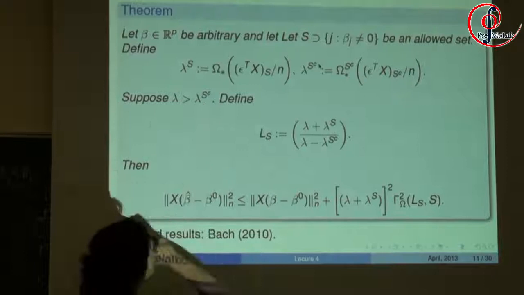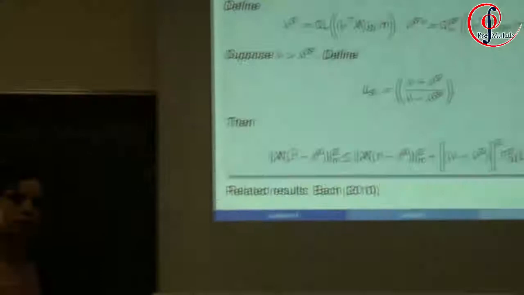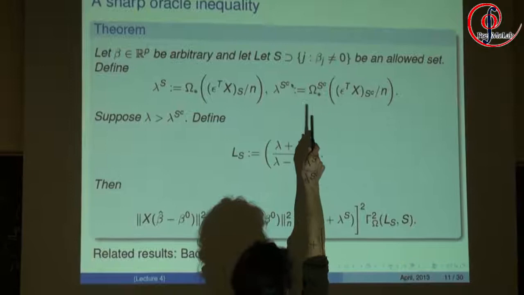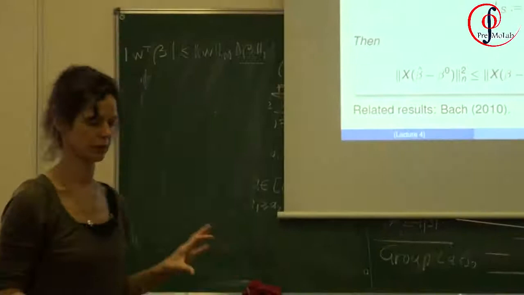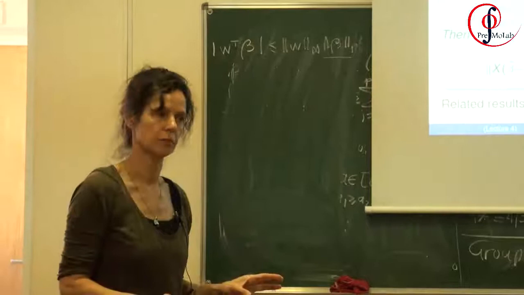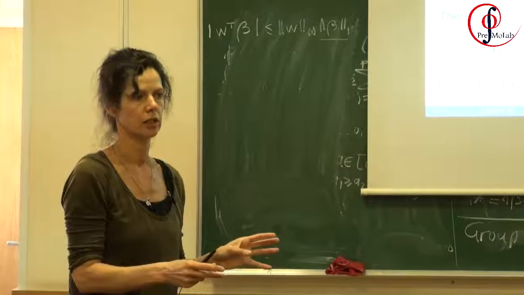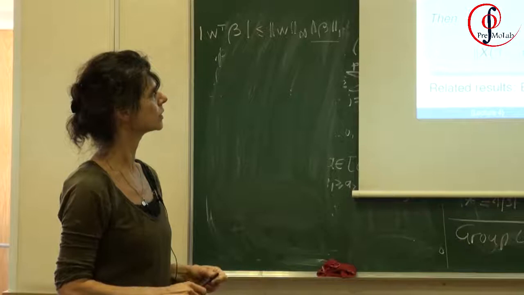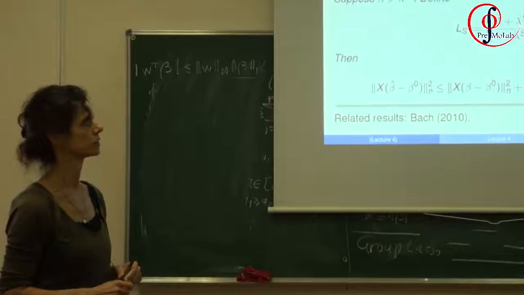It's important to assume that S is an allowed set, so that it's decomposable, that it has the right structure. And then beta is a vector which has its non-zero coefficients inside the allowed set. In the group lasso, for instance, it has this group structure, and maybe it has some zeros inside the group, then you're not so happy, but it's in principle allowed. The set S is a union of groups, and I'm going to assume that beta only has non-zero coefficients inside the set S. Maybe some zeros, but outside S it has none.